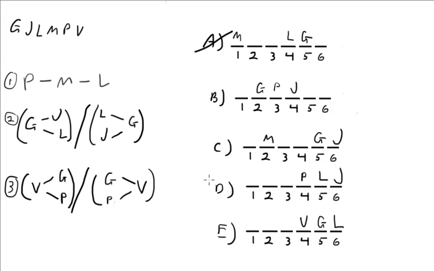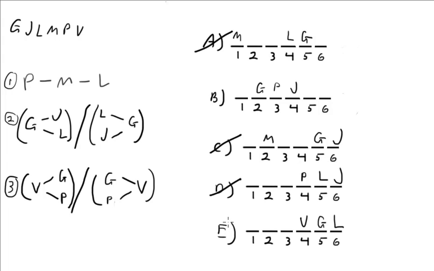Answer D also violates this rule by putting P immediately before L, which leaves no room for M. Where is M going to go in answer D? Well, there's just nowhere for it to go, and therefore D is also wrong. Rule number 2 says that G either has to be before both J and L, or G has to be after both J and L. And we can see here that answer C violates that. G is before J, which means that G would also have to be before L, but there's no room for G to be before L, and therefore answer choice C violates that rule.